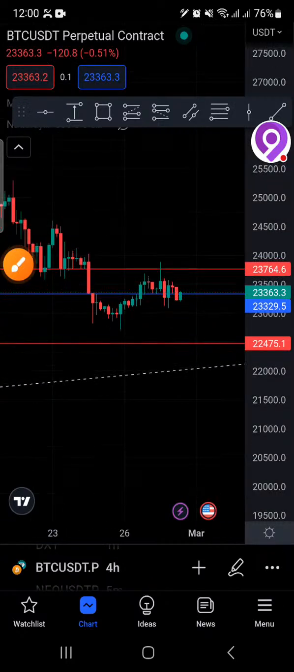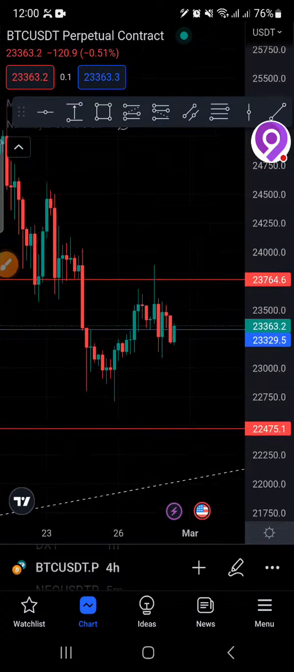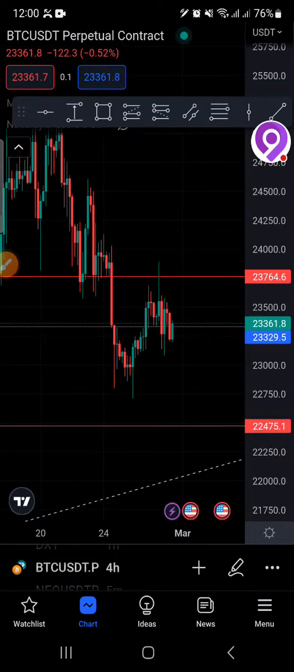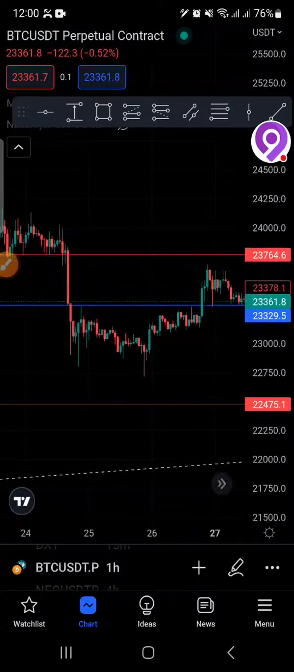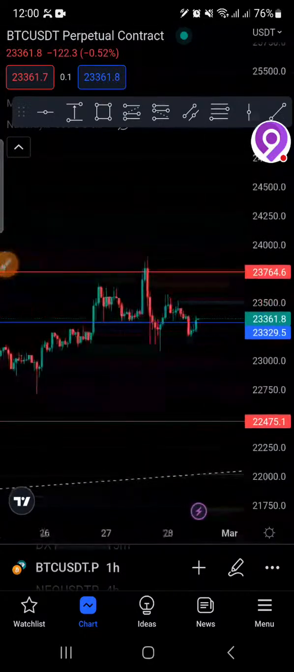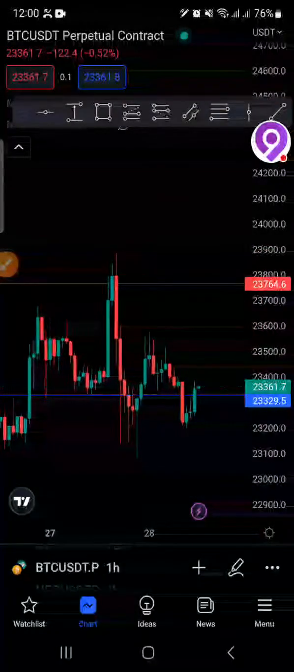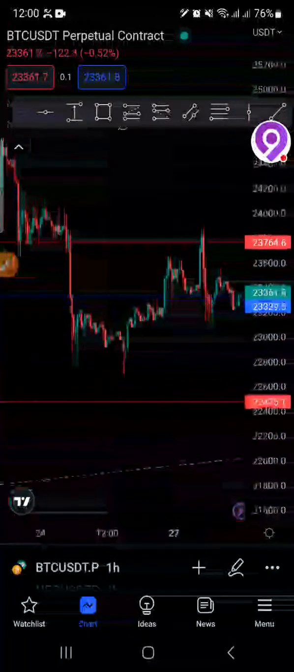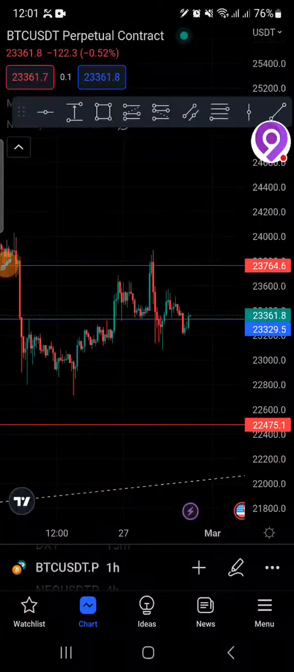So let's zoom. That's what we can see now. So let's see on the 1 hour time frame. On the 1 hour time frame, we can see it clearly. We can even spot more opportunities, right? Let's just wait for more things to play out, but in the long run, BTC is on a downtrend. That's what I can see here.